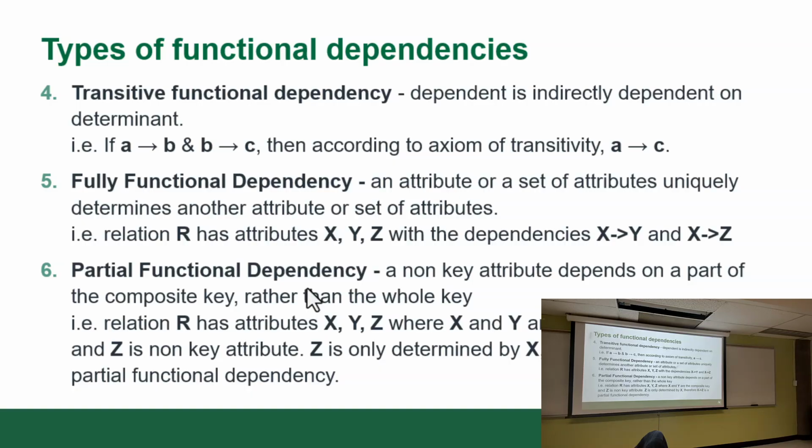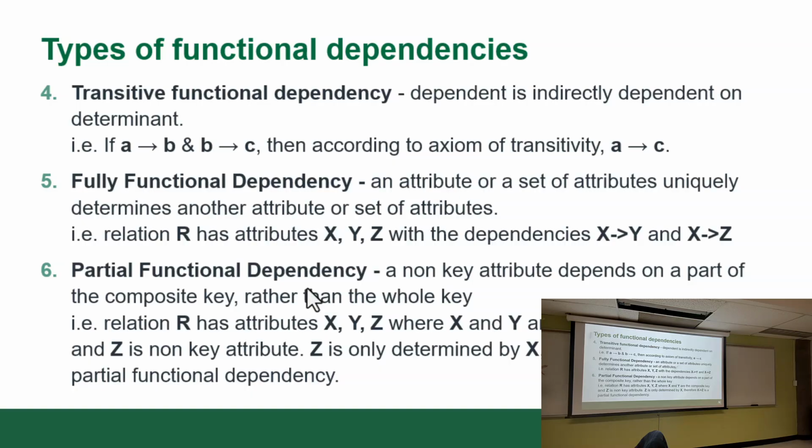An attribute or set of attributes uniquely determines another attribute or set of attributes. So relation R, now we're not talking about just a single attribute. If R has attributes X, Y, and Z, and the dependencies are X determines Y and X determines Z, that's fully functionally dependent. So Y is fully dependent on X, Z is fully dependent on X.